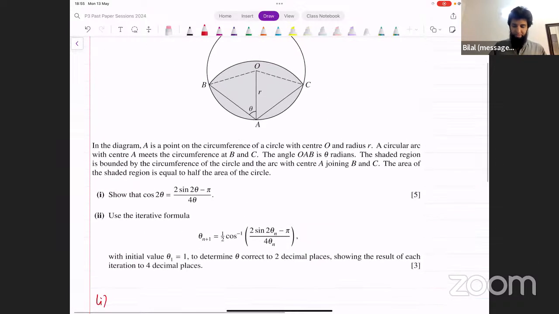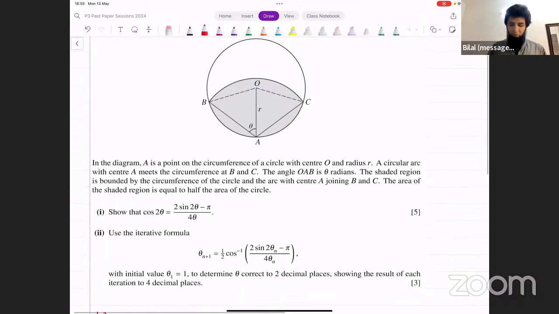Okay, so let's see what we have to do here. In this diagram is a point. So what do I recommend for this? Well, the recommendation is just review your paper 1 concepts again. Remember, anything that is part of your paper 1 syllabus can be tested in paper 3 as well.